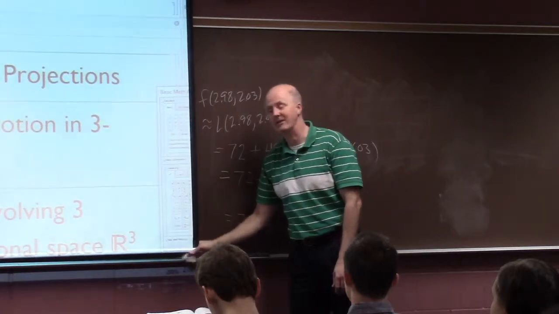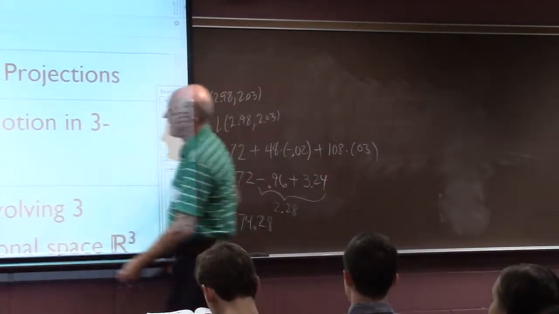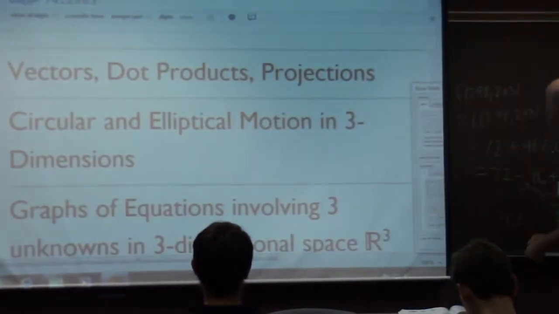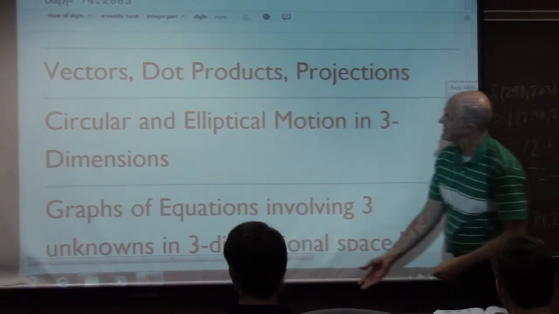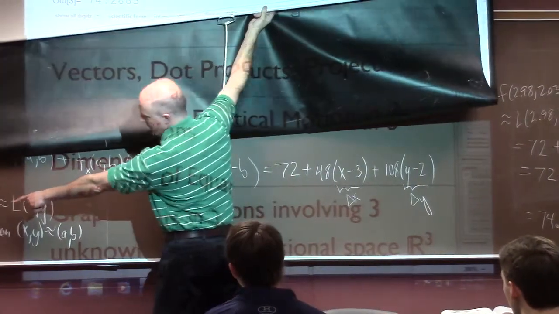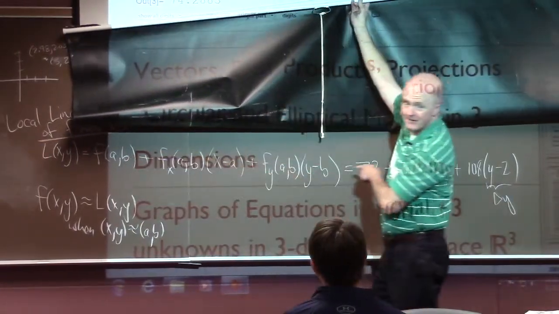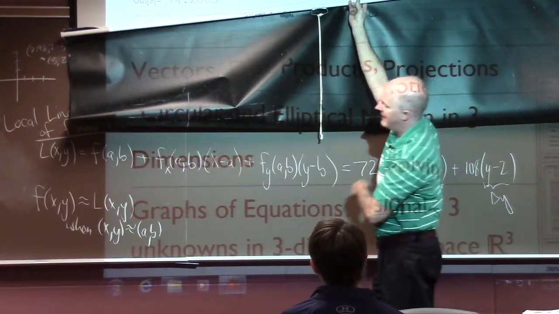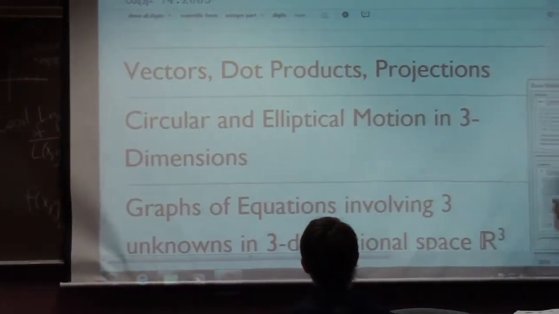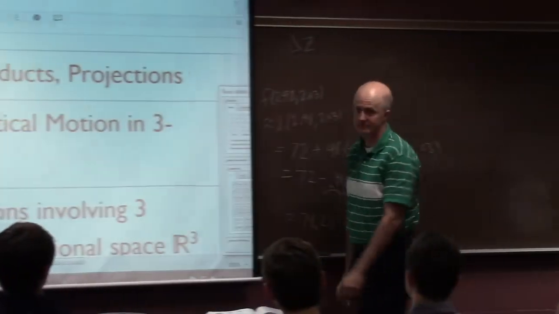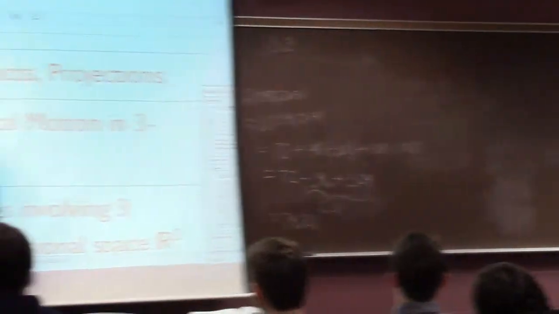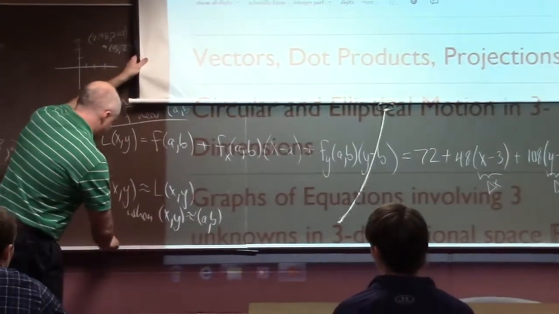Actually, we can talk about one other kind of application right now, and the application is to hint towards something else. It's more of a theoretical application. You can take this approximate equation that I think I just covered. f of (x, y) is approximately equal to L of (x, y), where L of (x, y) equals this. And you can subtract f of (a, b) from both sides. And think of that as a change in z.